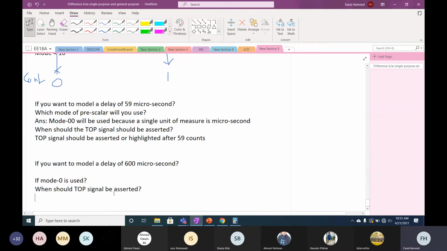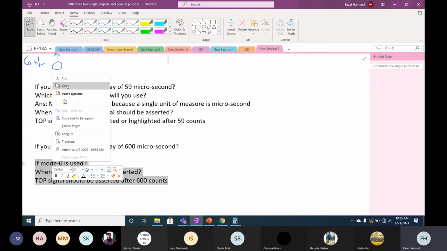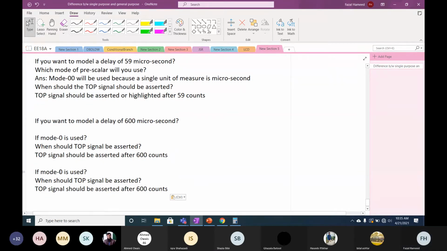So it means the top signal should be asserted after how many counts? 600 counts. But if mode 1 is used, when should the top signal be asserted? How many counts? 300.